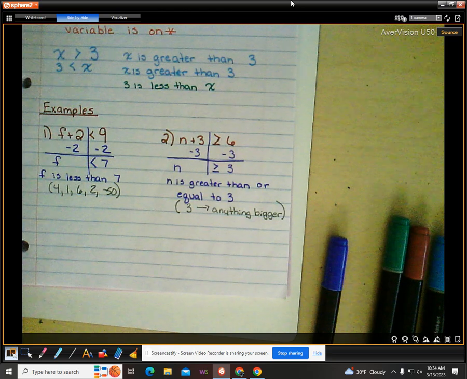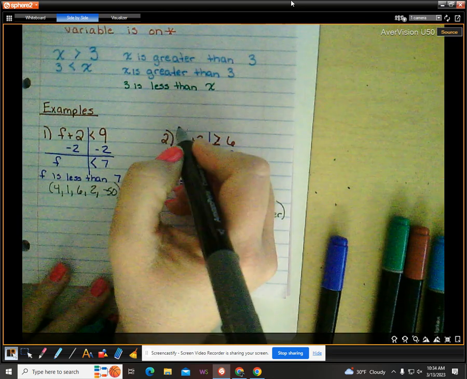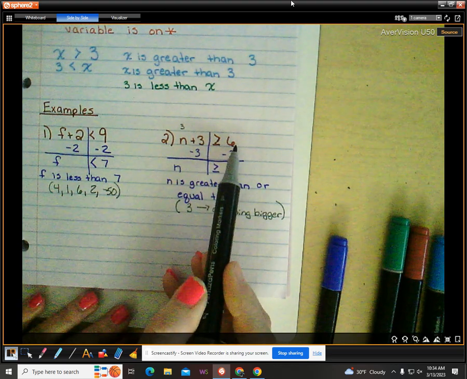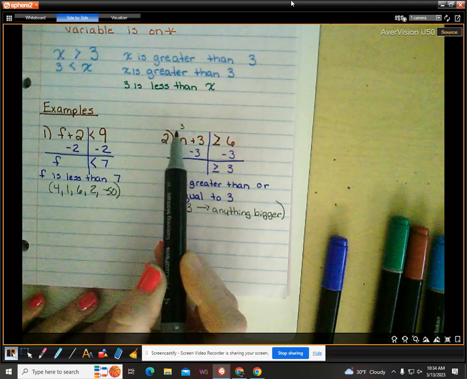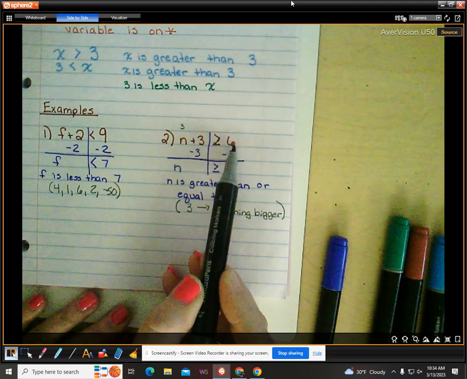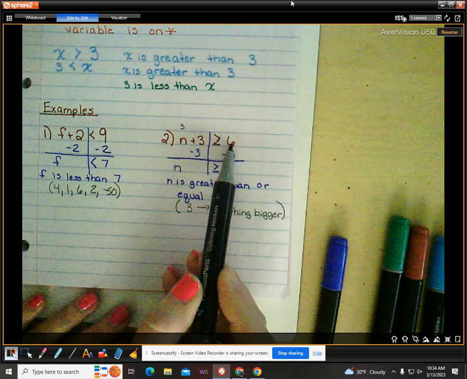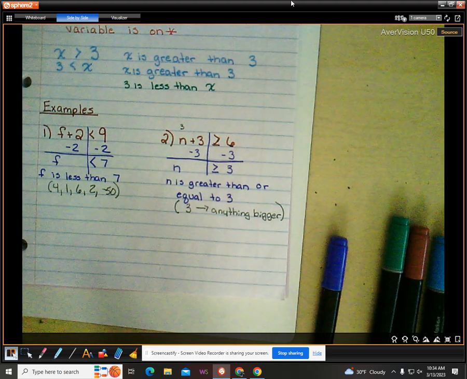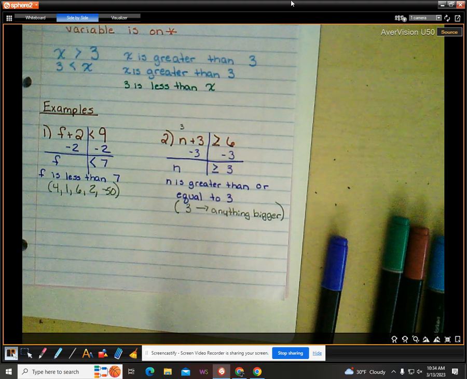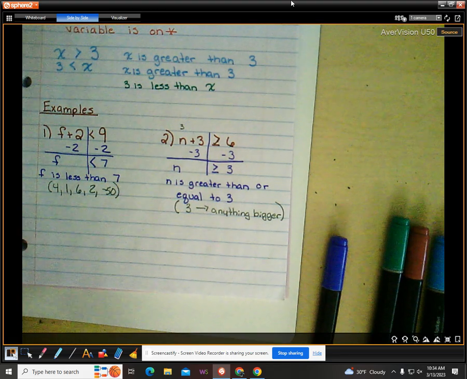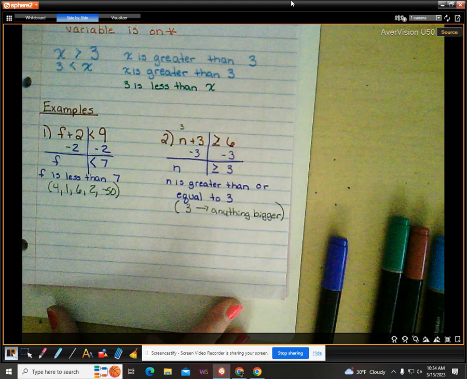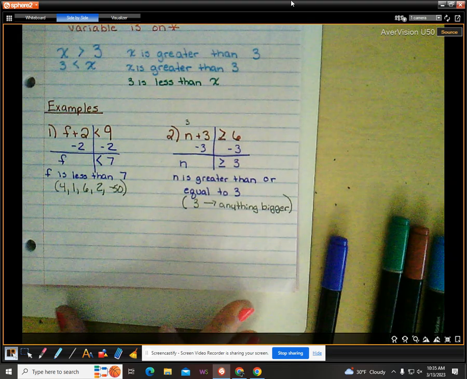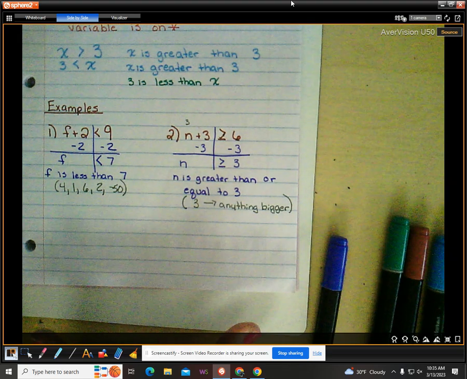So here's what that means. If I put 3 into this equation, is 3 plus 3 greater than or equal to 6? It's equal to. And then anything bigger than that is going to be greater than or equal to 6. 3.1 would give me 6.1. 3.2 would give me 6.2. Those are all greater than 6. Right? Questions? I know questions usually don't come till we're actually trying to do this on our own.